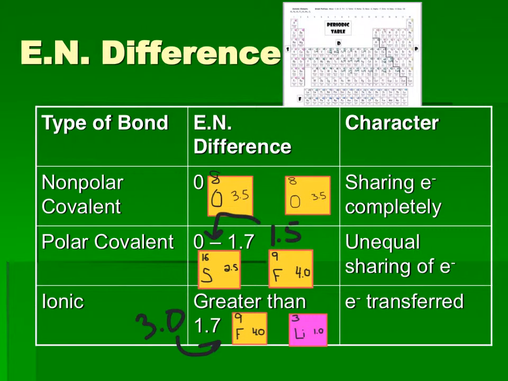if there is a metal present, that is something on the left side of the stair-step line, it is automatically ionic. Don't worry about these electronegativity differences. If there are two or more nonmetals, that is two things from the right side of the stair-step line, and don't forget hydrogen is still a nonmetal, then it is automatically covalent. So simplest thing, metal is ionic, two or more nonmetals is covalent. Do not stress about these ranges.